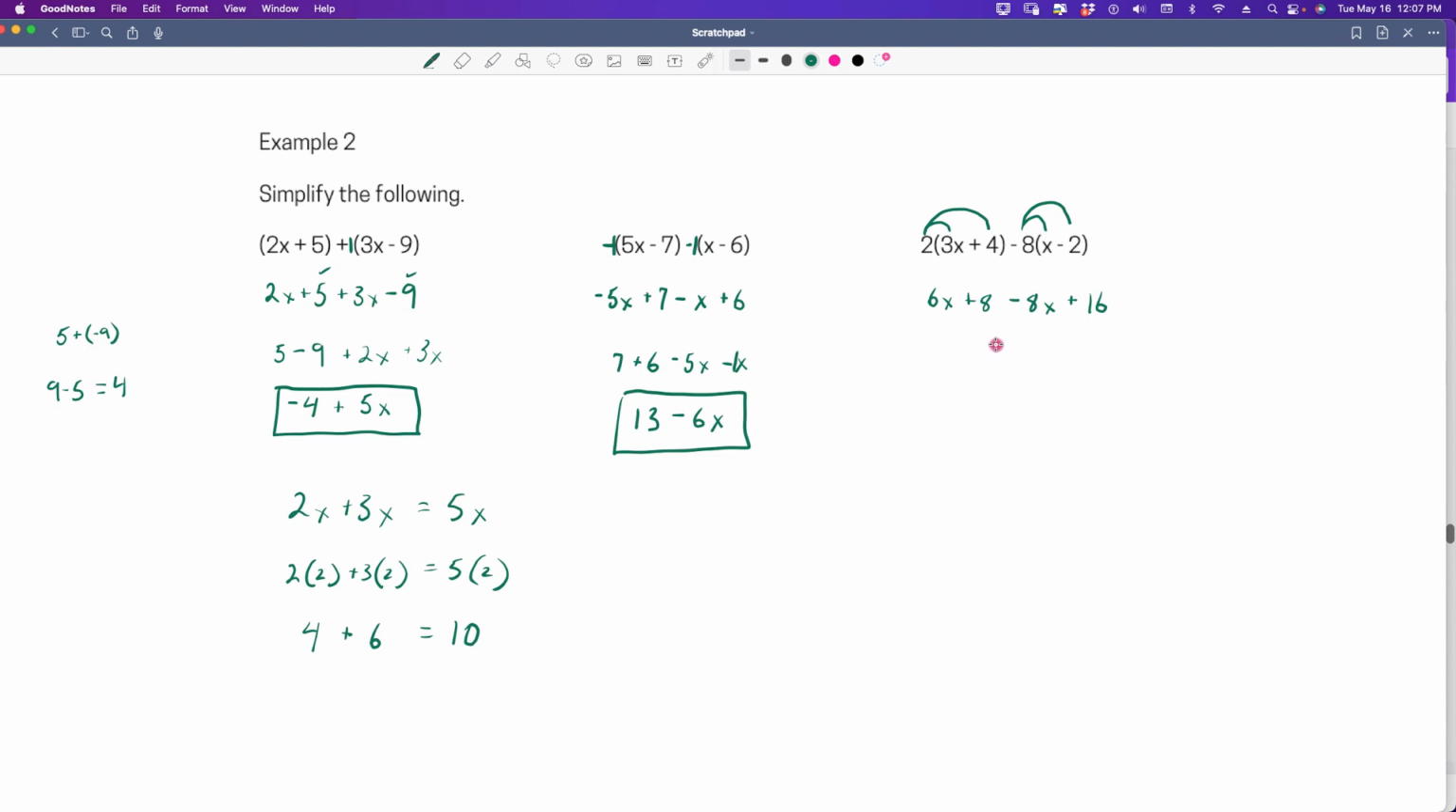So now we have some constants. So let's put our constants first. We have 8 plus 16 because that's the sign for 16. And now I have a positive 6x and a negative 8x. So first I'm going to combine my constants, and that's going to be 24. And now I have a positive and a negative. So when I have different signs, I subtract the smaller from the larger and keep the sign of the larger. So in this case, the larger is negative. So my answer is negative 2x. And that would be the final answer for this problem.